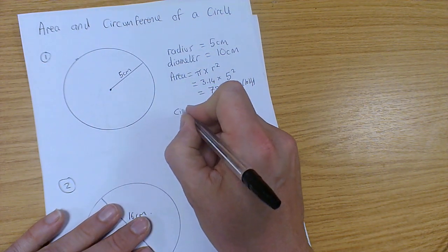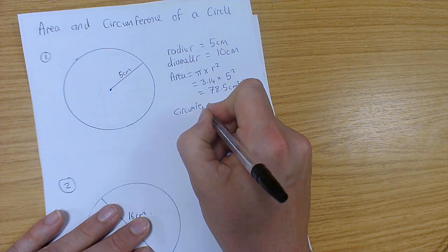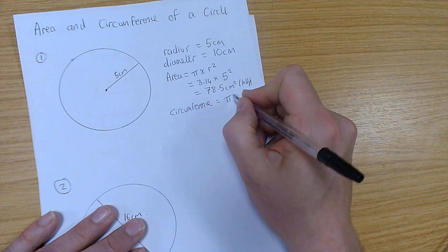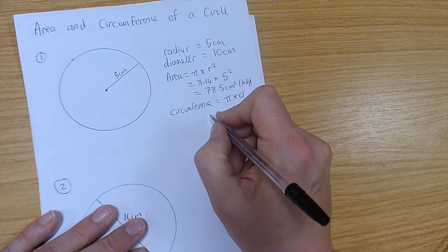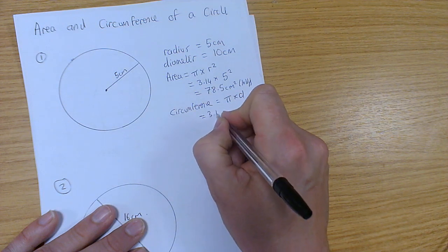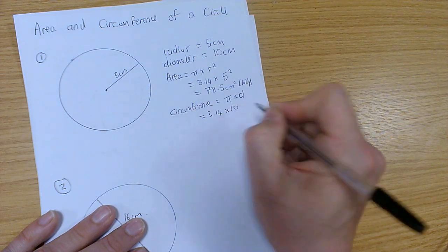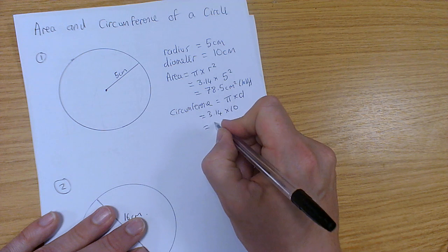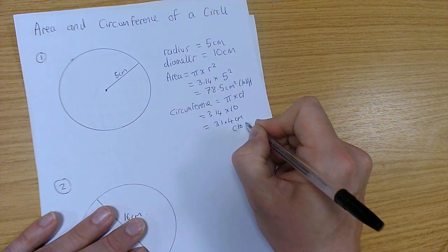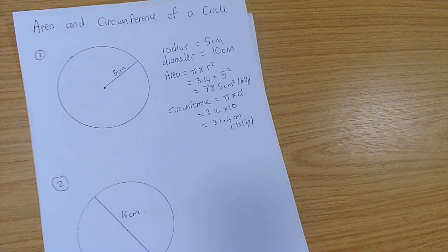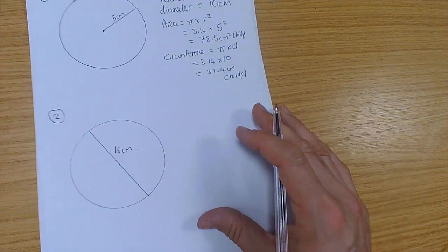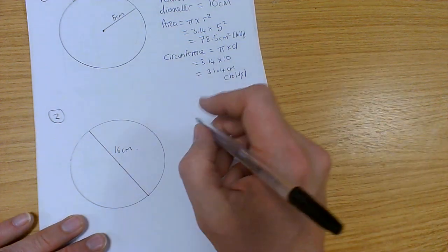Now the circumference is pi times diameter. So here that's going to be 3.14 times 10. Well, I can tell you that's 31.4 centimetres to 1 decimal place. There you go.